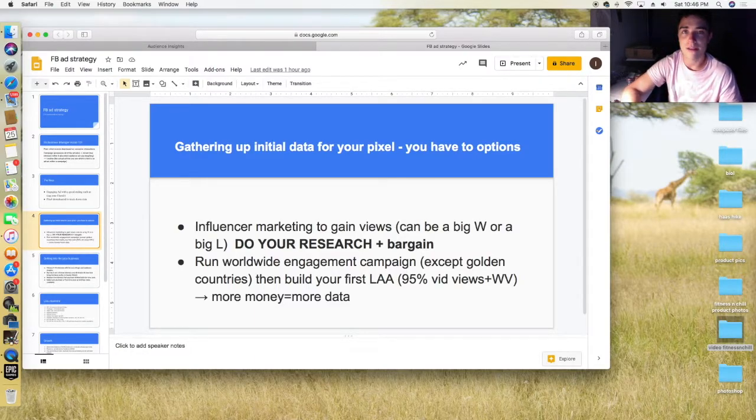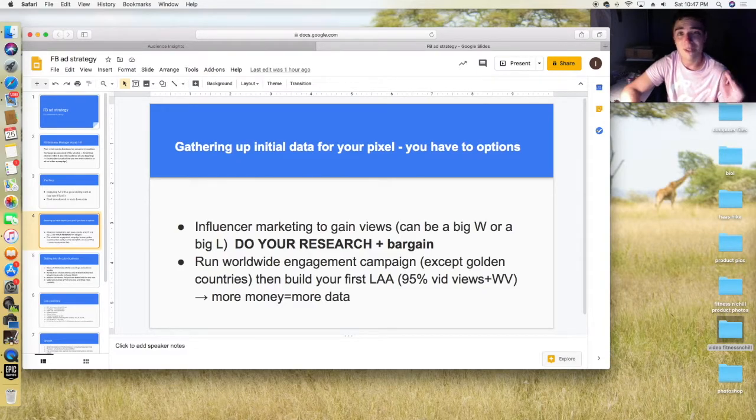However, sometimes it can lose you a lot of money if you don't do your research right. That's why I mentioned it can be a big win or a big L. Depends on the situation, depends how good your research is. I've had influencers where I gave them $50 and I made 1,000, but I also had influencers where I gave them 300 and made 10. That can be both sides of that equation, so you just gotta make sure you pick the right person. So that will give you views, but not as many views as the second method.